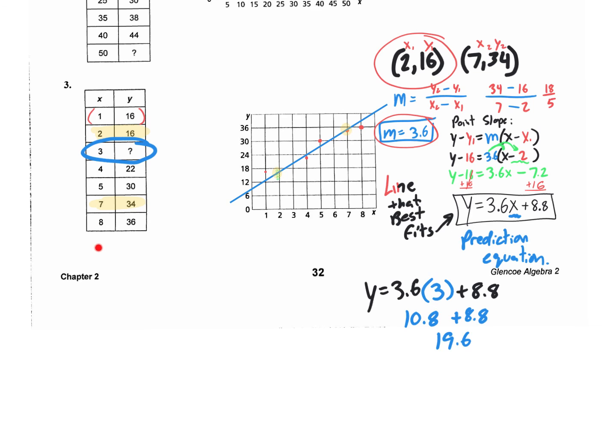So if I wanted to, I could plug in 10 and get an output by simply plugging in 10 right into the x, doing the math and getting my output. Anyways, that's an explanation of number 3.